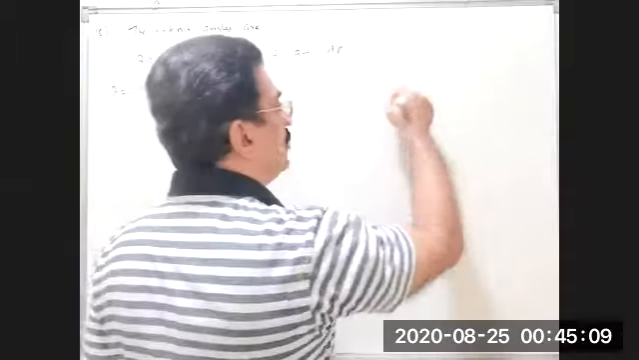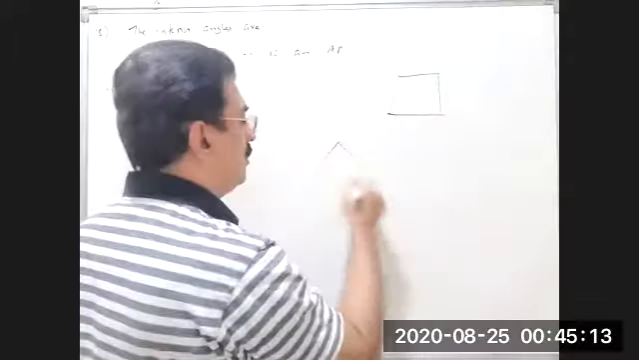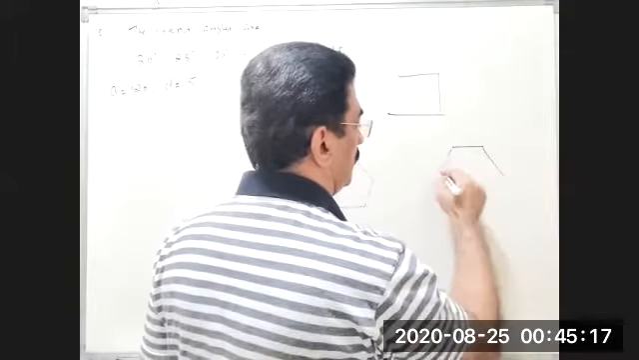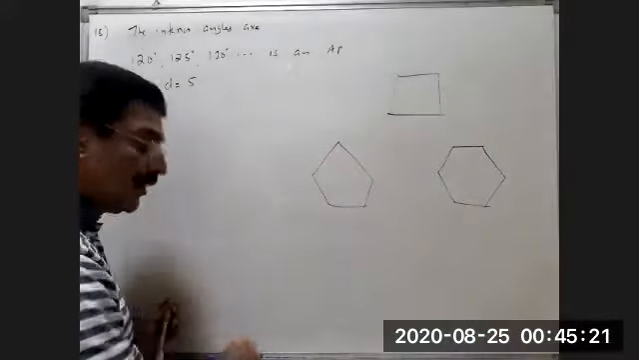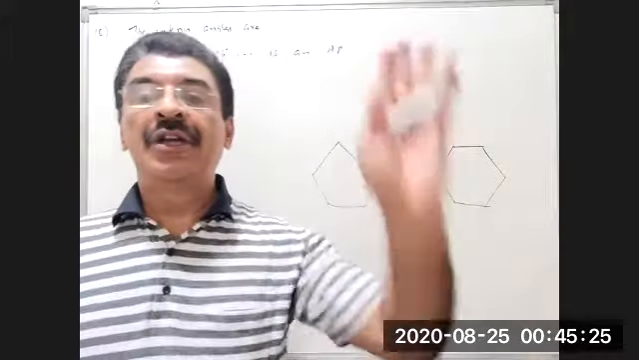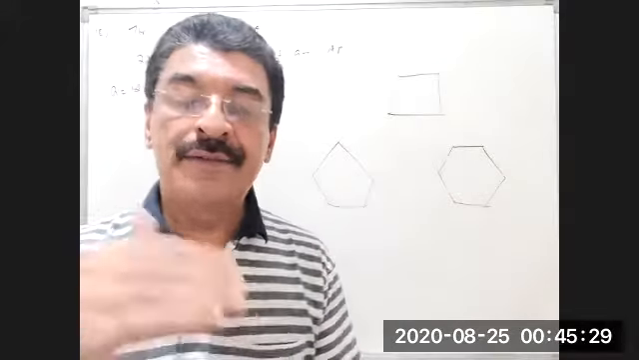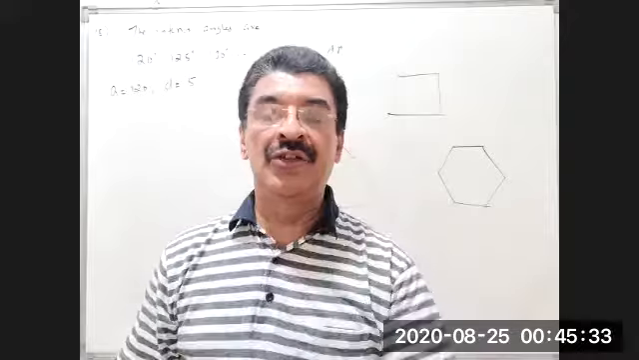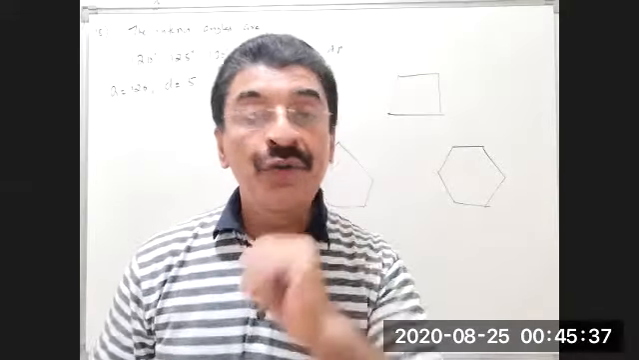So we have quadrilateral, pentagon, hexagon, octagon. Now, how will you find the angle sum of a quadrilateral? What is the sum of interior angles of a quadrilateral? Yes, you're all right, 360. How do you get 360?